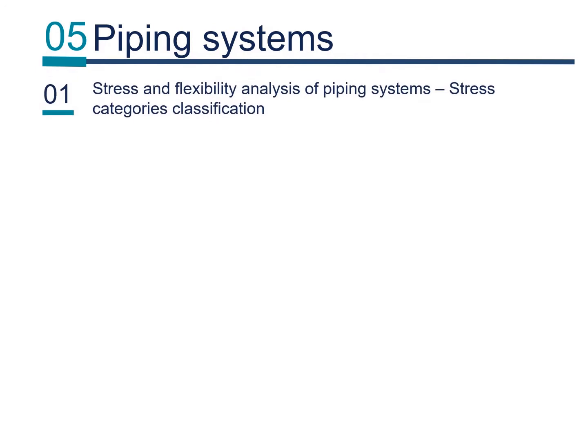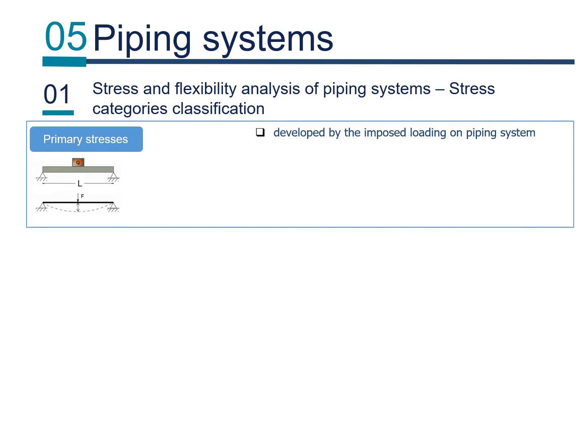The major stress categories are primary stresses. These are developed by the imposed loading and are necessary to satisfy the equilibrium between external and internal forces and moments of the piping system. Primary stresses are not self-limiting. Most frequent primary stress is the one produced by weight, and they are non-self-limiting.